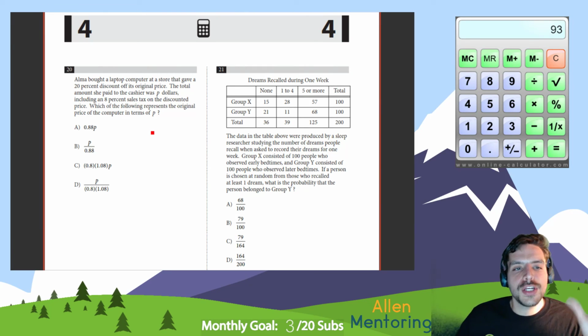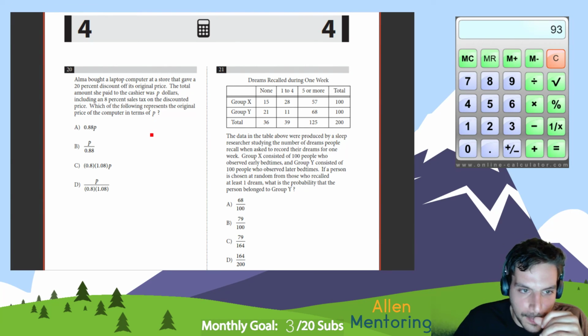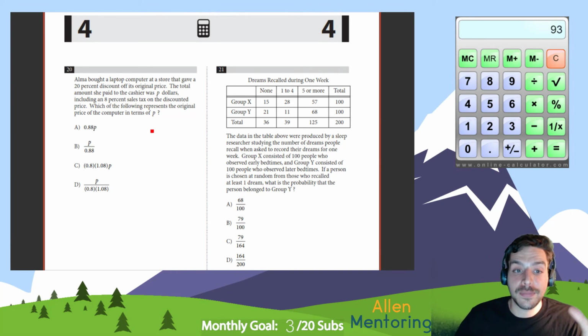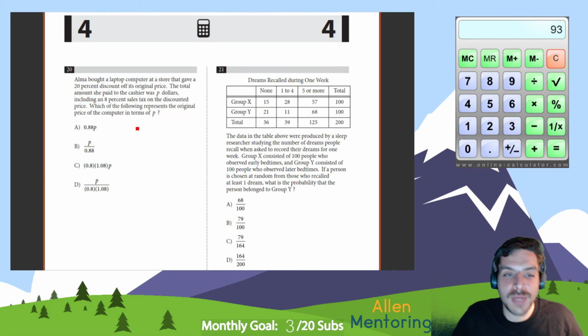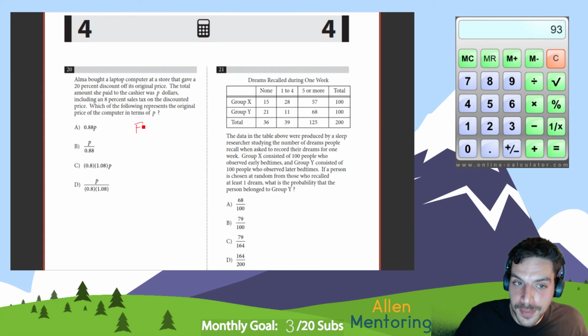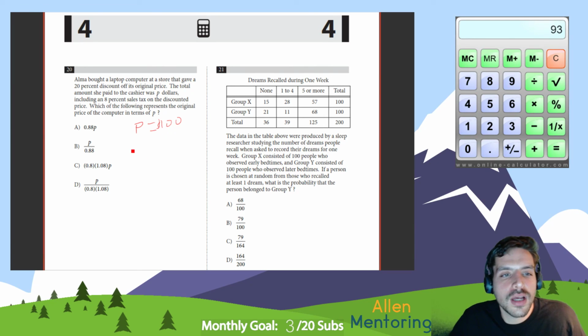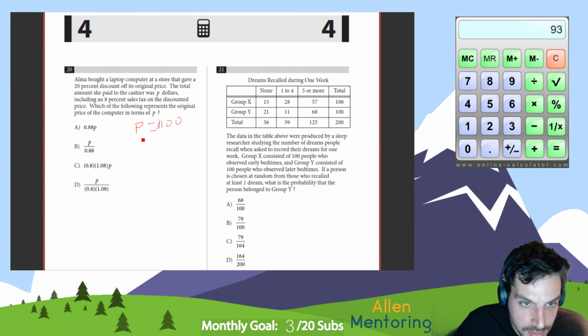So what is a good number to substitute for P? Because we're dealing with percents, chances are you want to use maybe 100. 100 would be a good number to use for P. So let's assume that the computer laptop cost $100. Pretty good deal. She got a 20% discount. Okay, so now she only has to pay $80.